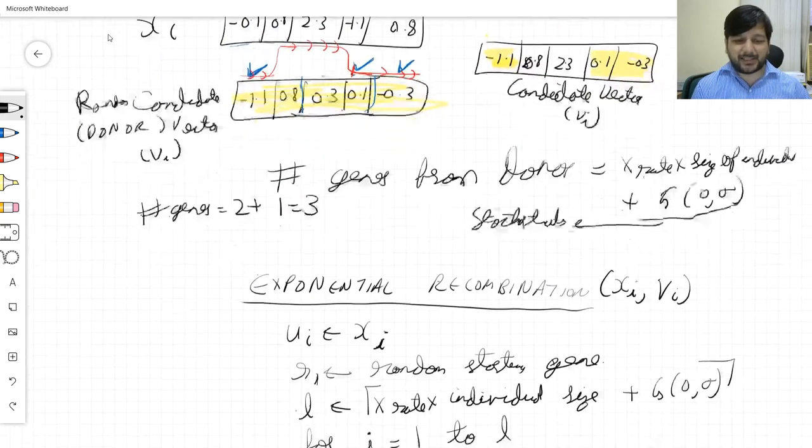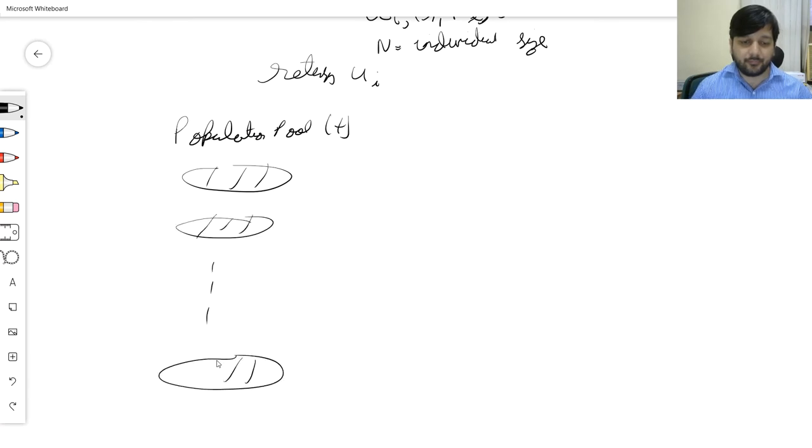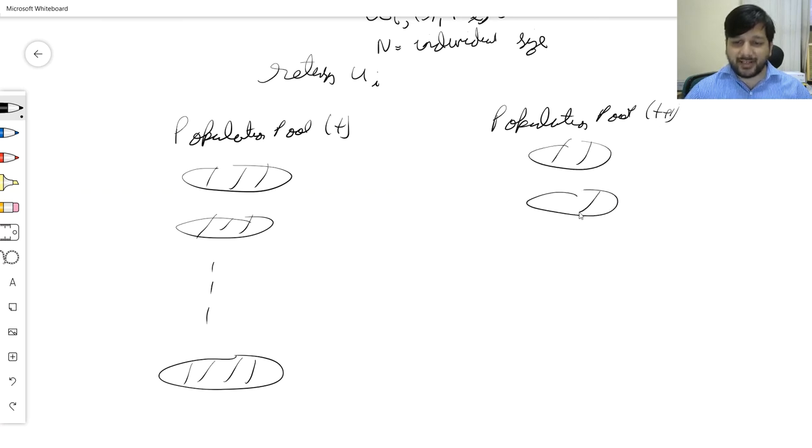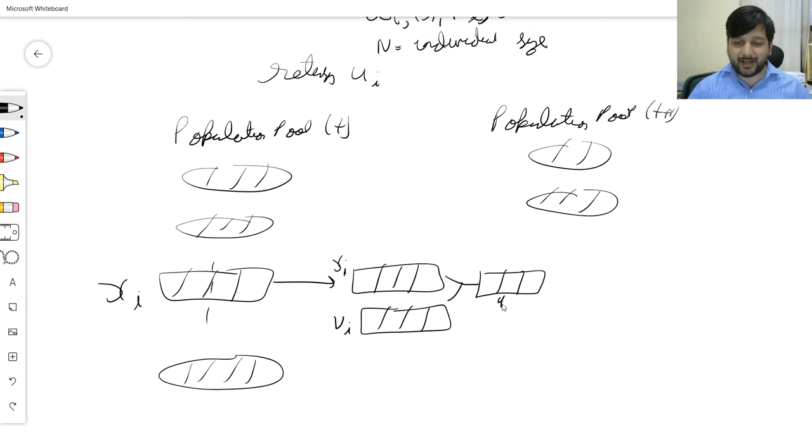Okay, now let's go back and let's say what did we do. So that's my population pool at time t. And I need to make the population pool at time t plus 1. So some of them are already made. And suppose this is the ith individual xi. So I took xi as it is. I created a random candidate vector vi, the donor vector. I crossbred them and made a vector UI.